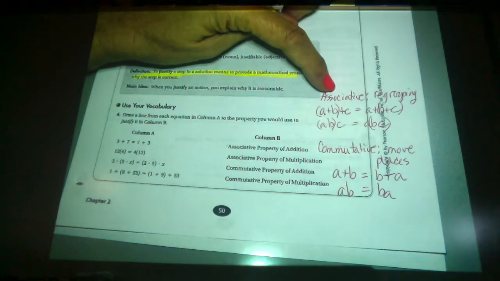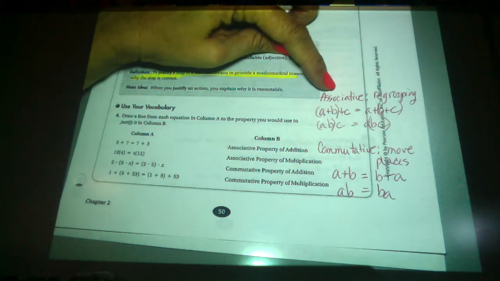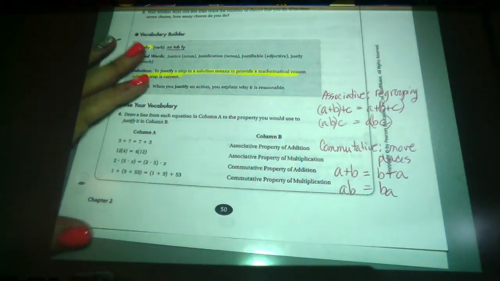The root word of associative is associate. And girls do this all the time. We reassociate with friends. We change groups of friends all the time because we get mad at our friends. So think of associate as regrouping, commutative as moving.